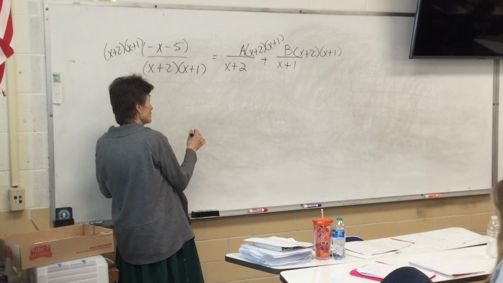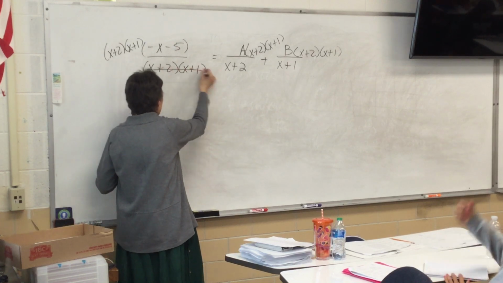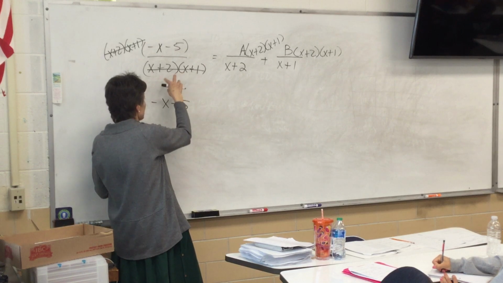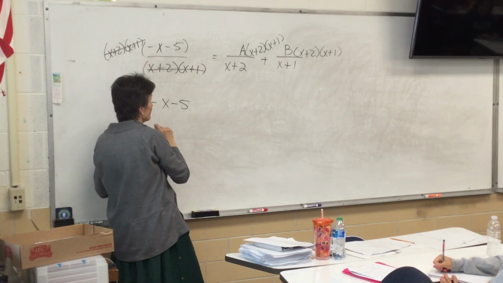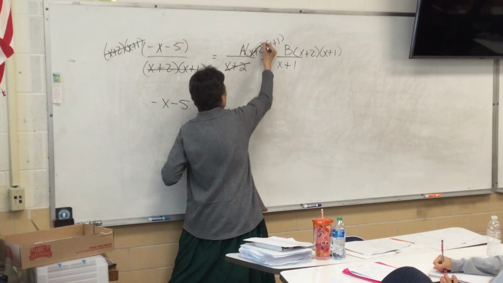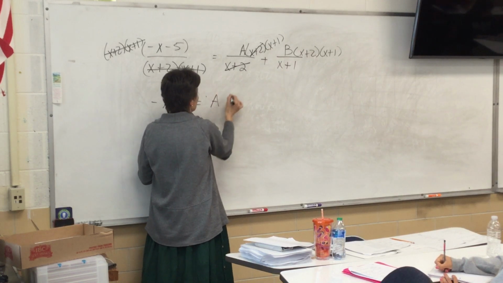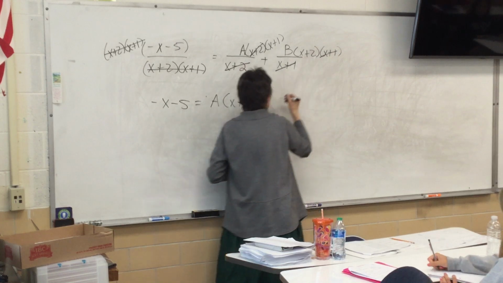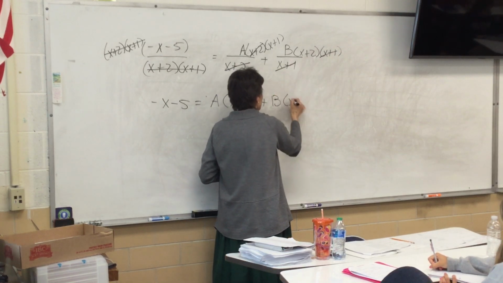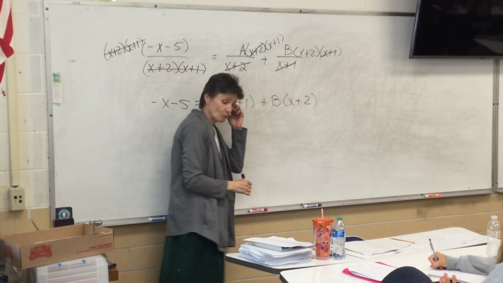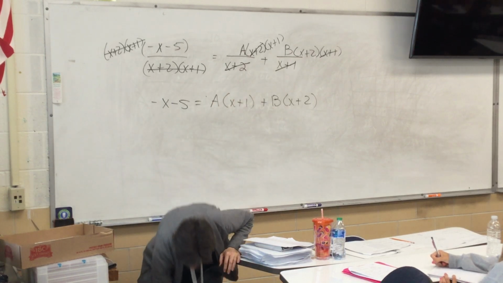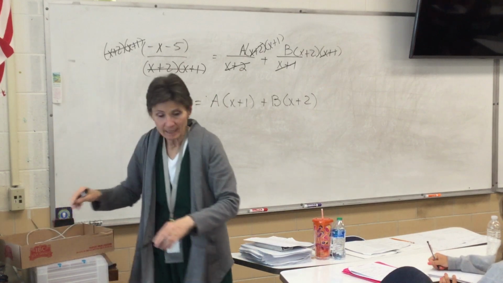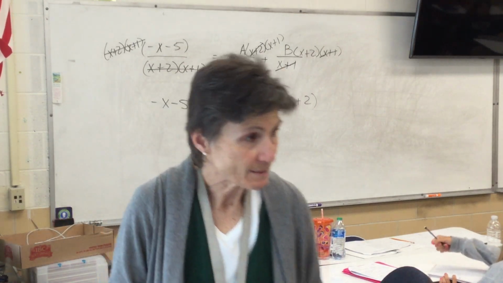Now, the reason you did that is because every denominator is going to cancel now. In this one, the whole shebang's gone. Here, that part cancels and leaves me with A times x plus 1. Here, that part cancels and leaves me with B times x plus 2. Please make sure you understand that canceling, because if you don't get that canceling right, you're not going to get the right answer. All right, is everybody okay?